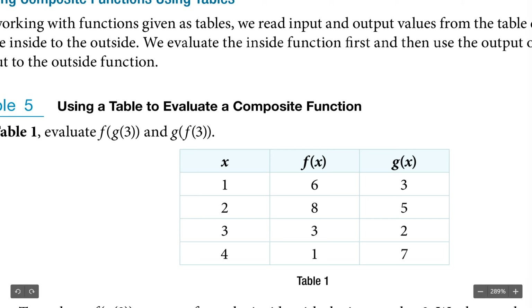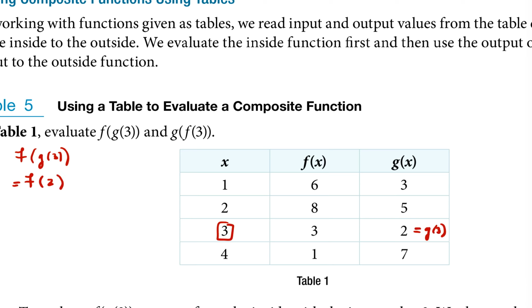So I'll start here with f. Let's start with f of g of 3. How would we calculate this? Well, this is actually pretty easy to do. What we need is g of 3. That's the first thing that acts on 3. We have to calculate g of 3. When x is 3, g of 3 is going to be 2. So I can just replace g of 3 by 2.